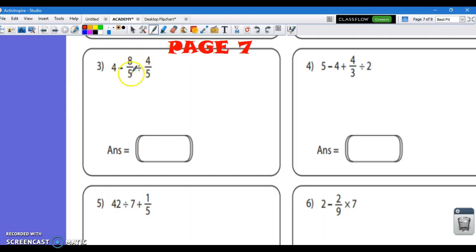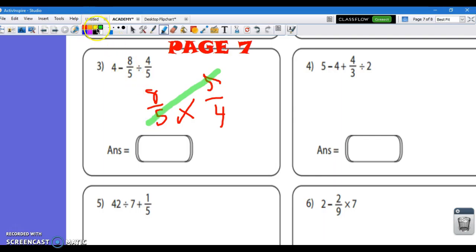So, going through PEMDAS, parentheses, none. Exponents, none. Multiplication or division, yes, right here. So let's divide. Remember when we divide, we keep the first number the same, change the division to multiplication, and flip it, which means we're going to multiply by the inverse. Oh, I didn't flip it. The inverse operation. So multiply by 5 over 4.